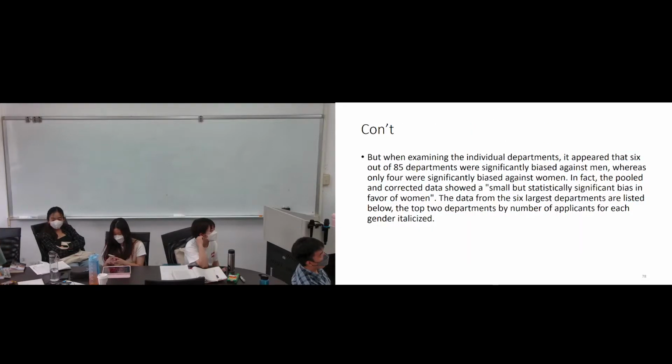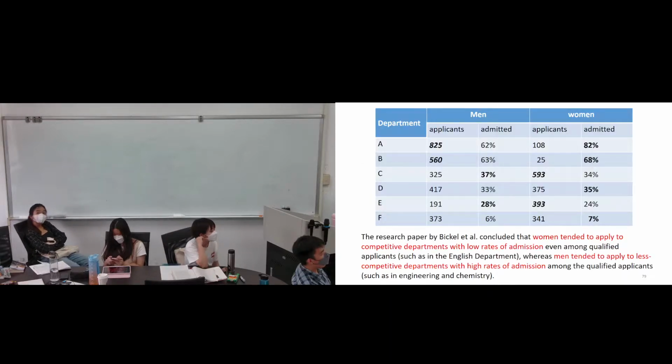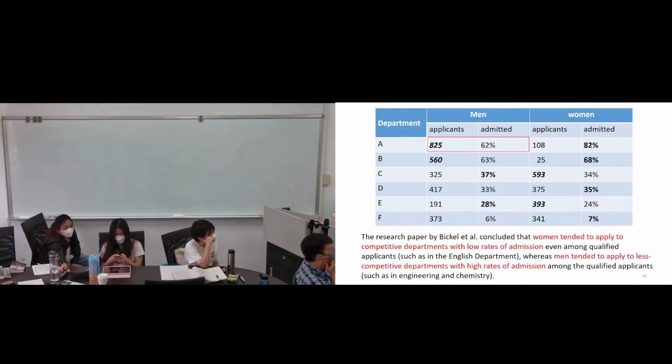But if we examine the individual departments, and also we look at men and women, what conclusions can we draw from this table if we just look at individual departments? In department A, it seems that male students are likely to apply for department A, and their admitted rate is high.